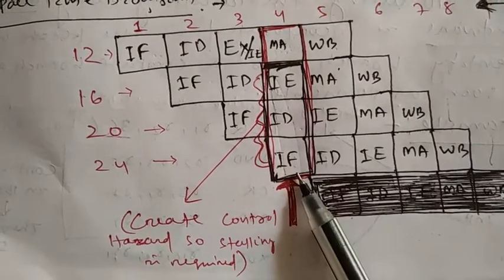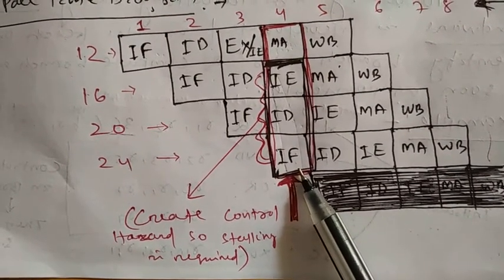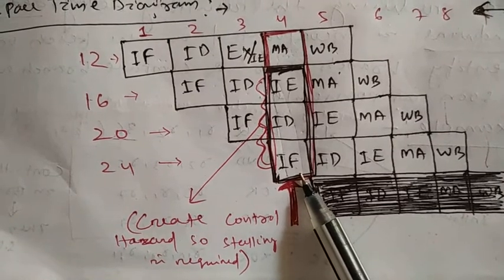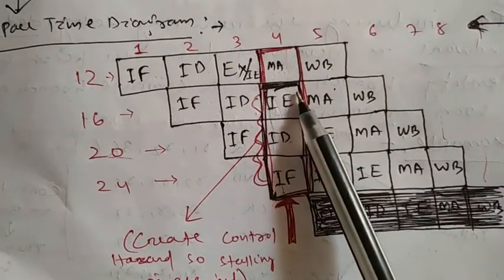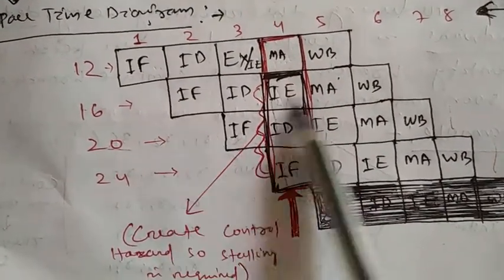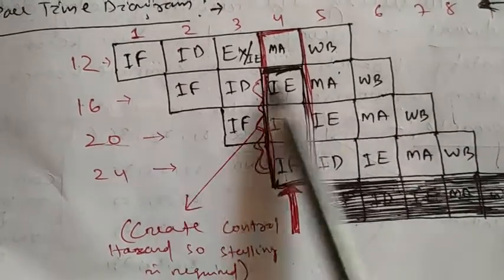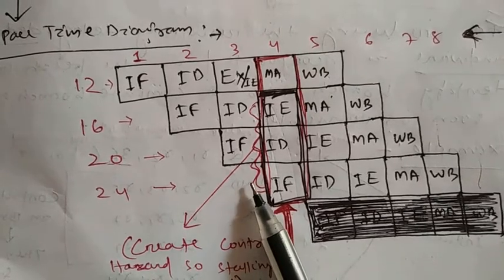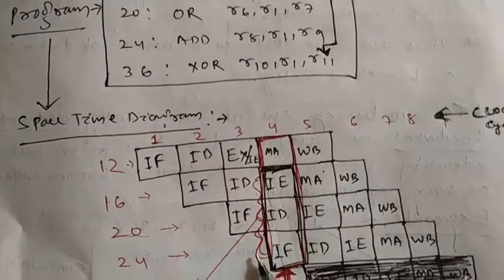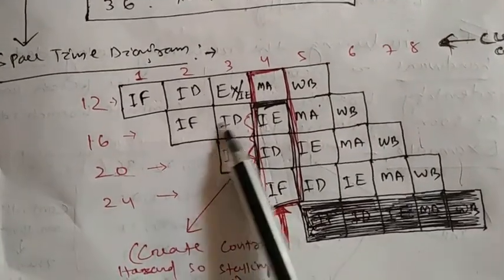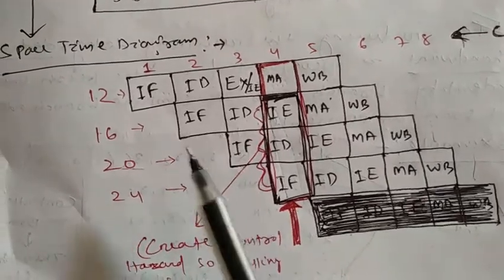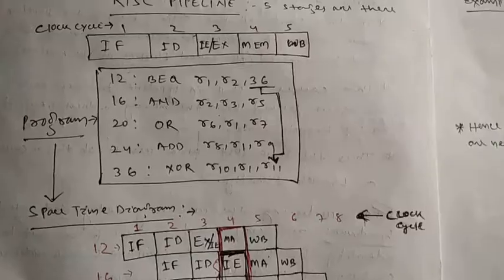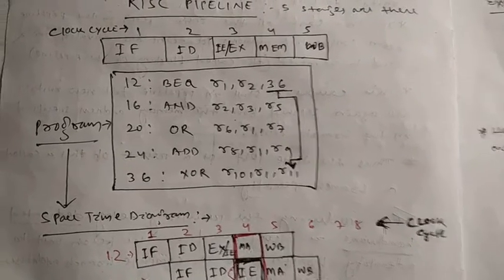Control hazards. So stalling is required. If we want to execute location 36, then we have to stall these 3 instructions. After executing the 36 location instruction, we can go for the 16 location, 20 location, and 24 location. Get it? If you did not clearly understand, listen carefully again.